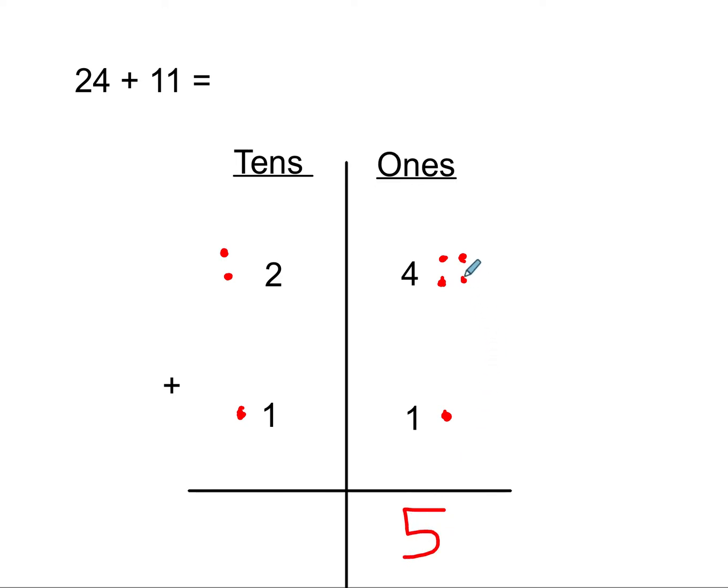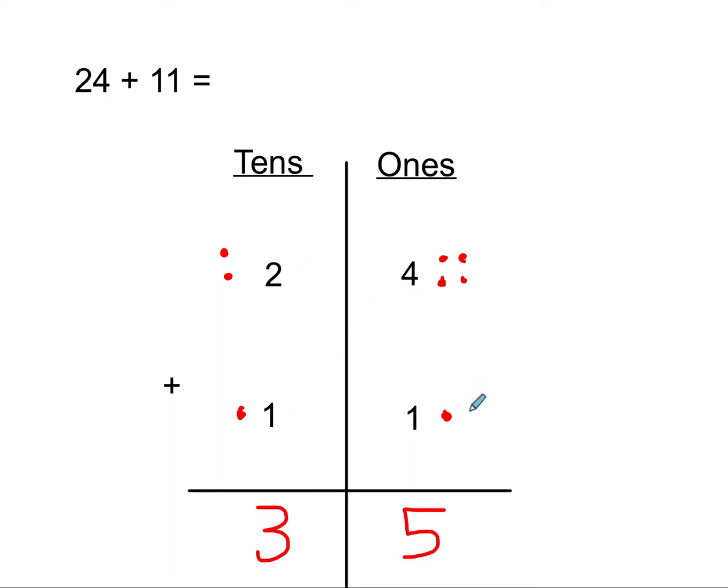Now that I did the ones place, I can start counting my dots in the tens place. In the tens place, I have 1, 2, 3 dots. So I can write the number 3 in the tens place.